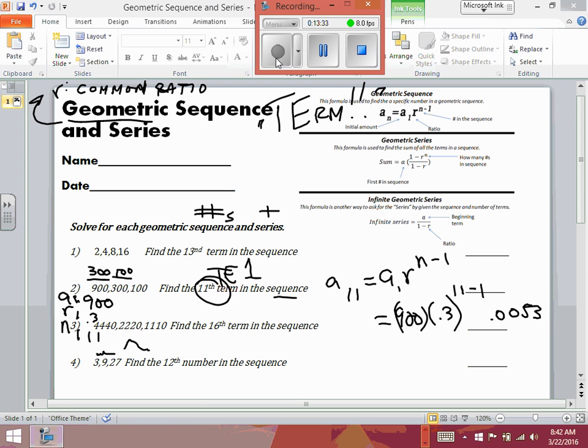The 900 times. Now, I would do parentheses for mine, like parentheses 900, parentheses 0.3, raised to the power. That's under the clear button. It's called a caret symbol. Again, you can do 11 minus 1, or up there, put in the 10. Is there anyone who, okay, that's it this way.